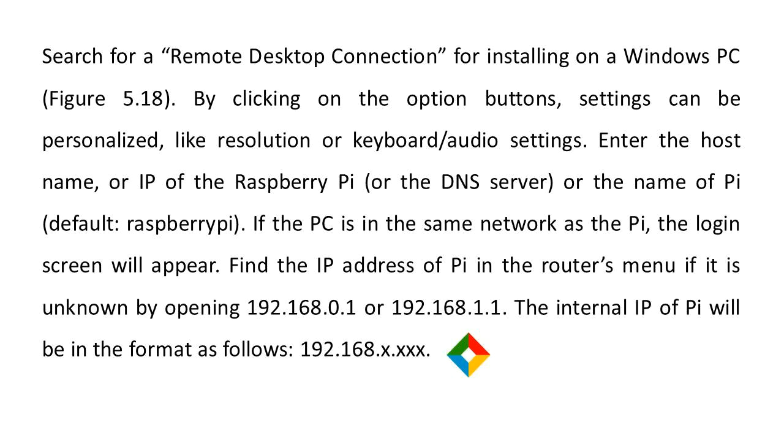Find the IP address of Pi in the router's menu, if it is unknown, by opening 192.168.0.1 or 192.168.1.1. The internal IP of Pi will be in the format as follows: 192.168.x.x.